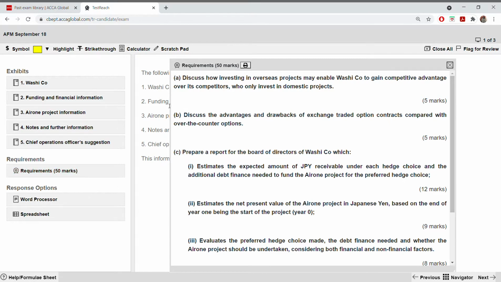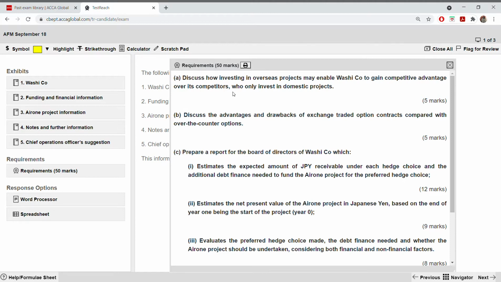Okay, so first part they're asking, discuss how investing in overseas projects may enable the Vashi company to gain competitive advantage. Oh, one thing I want to tell you here is that I have done a question on Vashi company, not on the CBE platform, the normal one, the paper based. So I have already done this question, but in a CBE platform, I'm doing this question again. Okay, so that means I'm omitting some of the questions from here because I've already covered it. So you can check that video. The name is written as Vashi. It is in your revision kit.